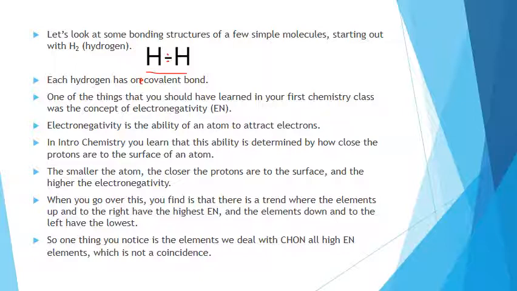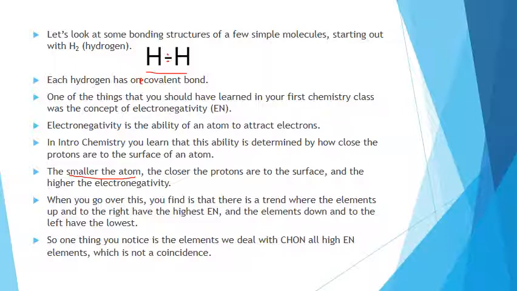So, electronegativity is the ability of an atom to attract electrons. And this is a pretty powerful concept in all of chemistry. In intro chemistry, at least from my class, you learned that this ability, electronegativity, is determined by how close the protons are to the surface of an atom. The smaller the atom, the closer the protons are to the surface, and therefore the higher the electronegativity.